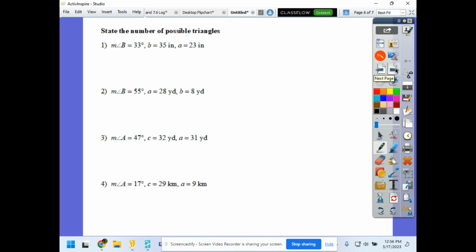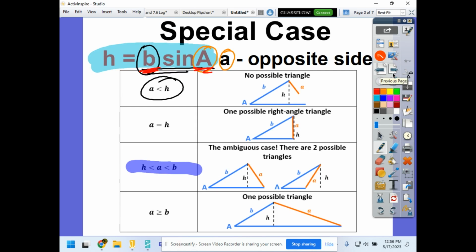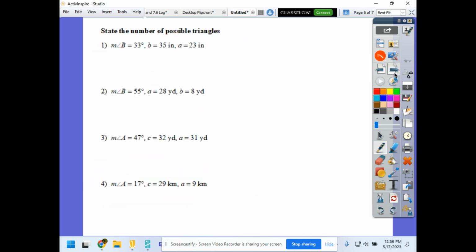All right, let me give this problem to you, 1, 2, 3, 4. I would like you to state the number of possible triangles by identifying the opposite side, finding the height, and following the cases given here, to justify your answer. Pause your Chromebook and try to answer 1, 2, 3, and 4.